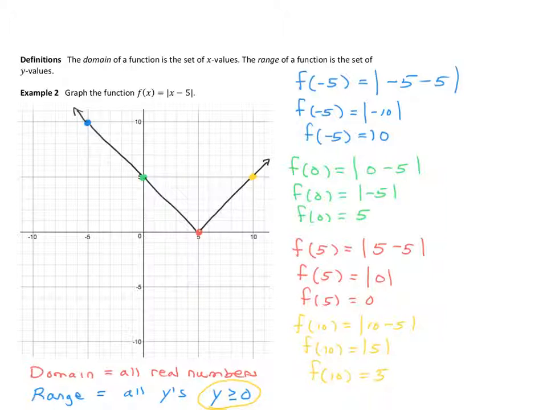But really all you need to know is that when I say domain, I mean you're putting something in place of x. And when I say range, I'm saying what number do you get back for y.